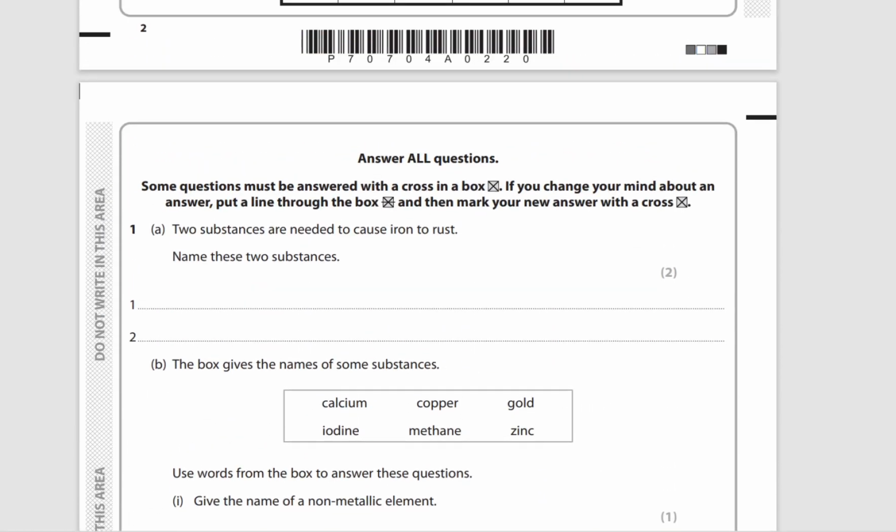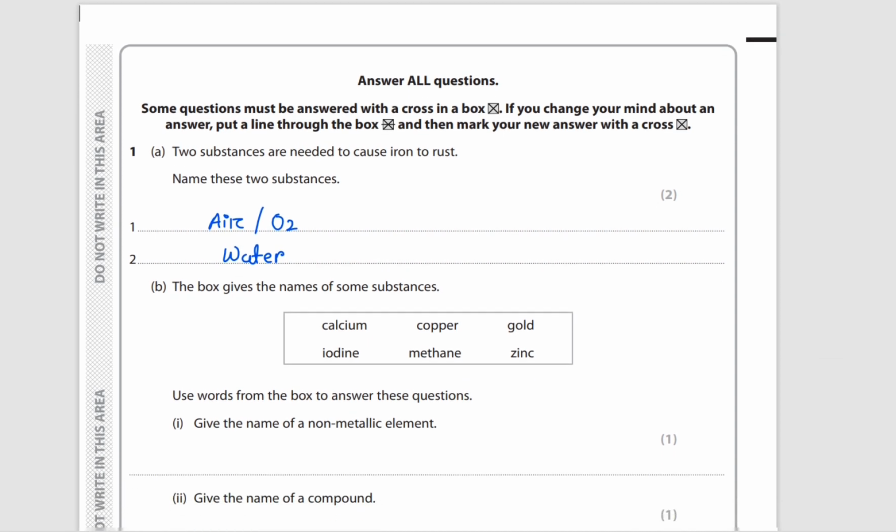So here is question number 1. Two substances are needed to cause iron to rust. Name these two substances. We know that for iron to rust, the two main components are air and water. You can write air, and optionally you can also write oxygen in exchange for air, and water is the other component. These are the two components required for the iron rusting process. So this was the answer for part 1A.